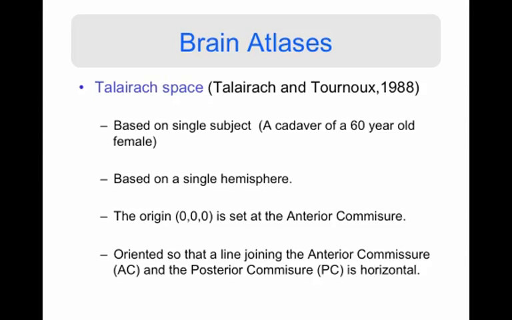So what are the target images used when performing normalization? Well, the classic one is what's called the Talairach space. This is based on the brain from a single subject. It was the cadaver of a 60-year-old French female, and it's based on a single hemisphere of her brain. In the Talairach coordinate system, the origin is set at the anterior commissure, and it's oriented so that a line joining the anterior and the posterior commissure is horizontal.